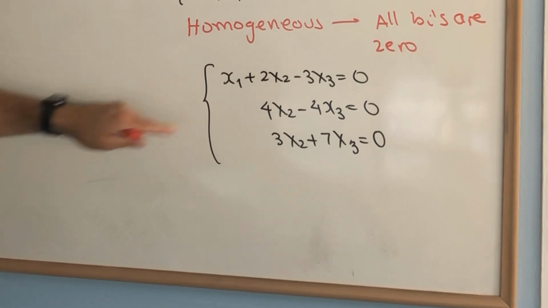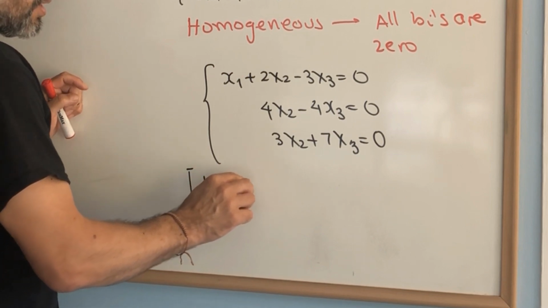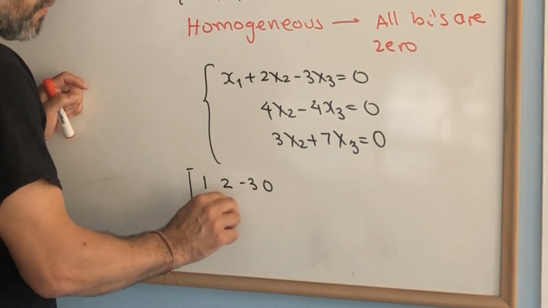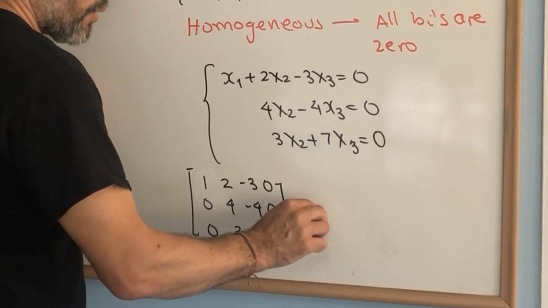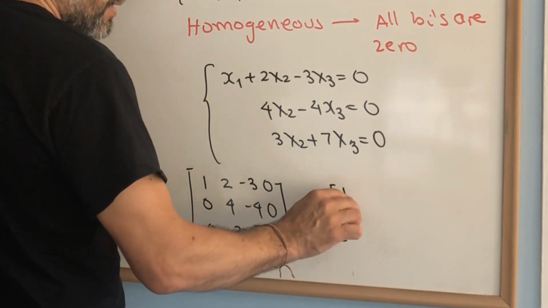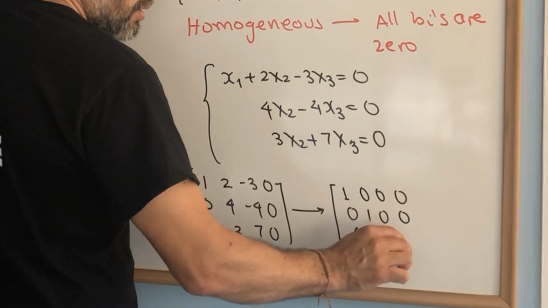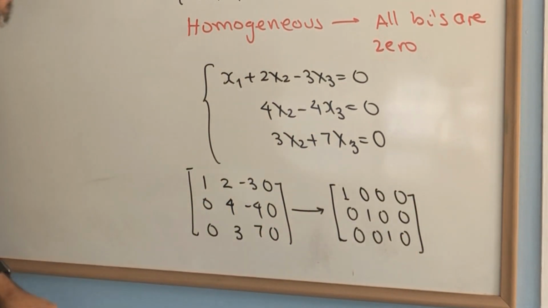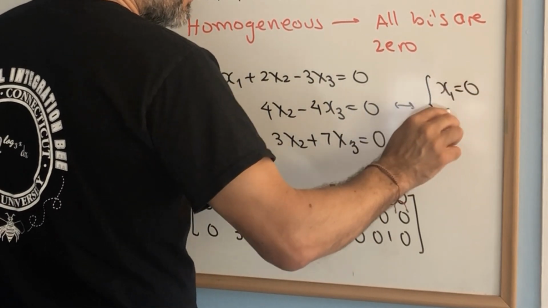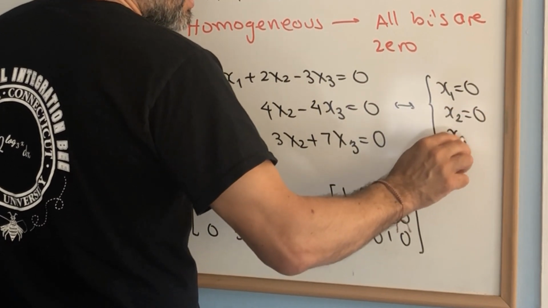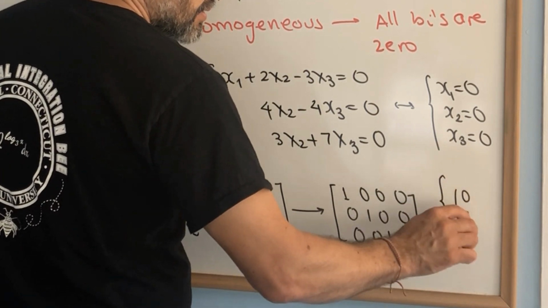The solution of this homogeneous system, when we do the augmented matrix, we have 1, 2, negative 3, 0, 0, 4, negative 4, 0, 0, 3, 7, 0. If we do row reduction, we can check that we end up with this matrix, which means that this system is equivalent to the system x1 equals 0, x2 equals 0, and x3 equals 0, which means that the solution in this case is the set 0, 0, 0.